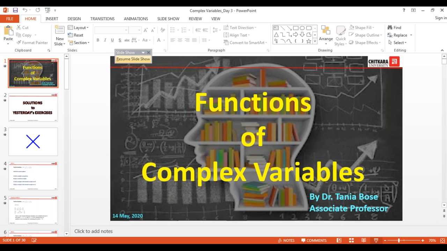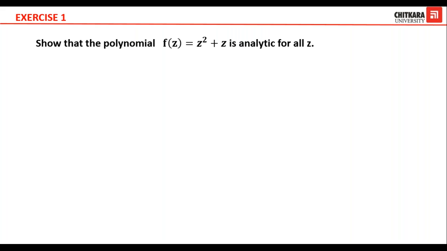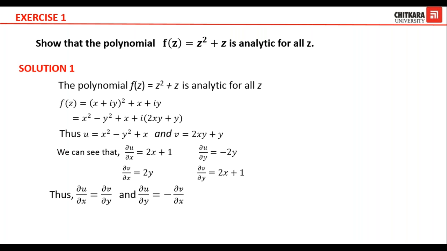Solutions to yesterday's exercises that I gave you at the end of the session. So let's look at the first exercise. f of z equal to z squared plus z is analytic for all z. Yesterday we saw the definition of analytic functions and how we check mathematically, with the help of the Cauchy-Riemann equations, whether a given function is analytic or not. Now in this question, we have to see whether this polynomial is analytic or not. I guess you have done this question. So let's look at the solution.